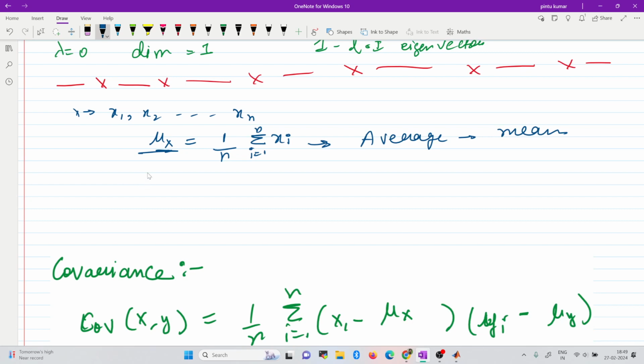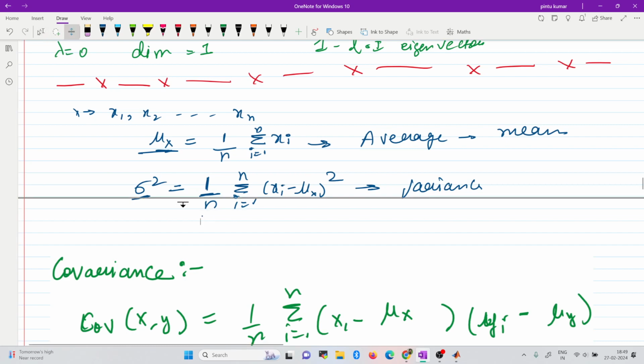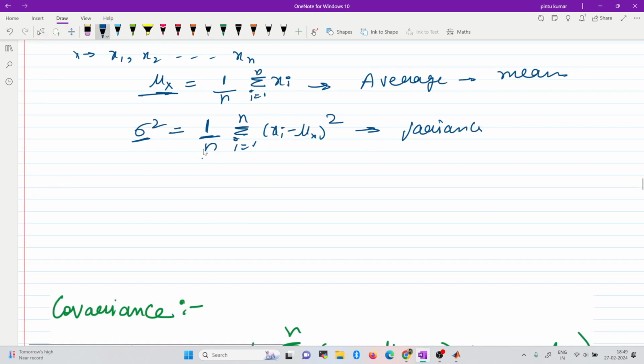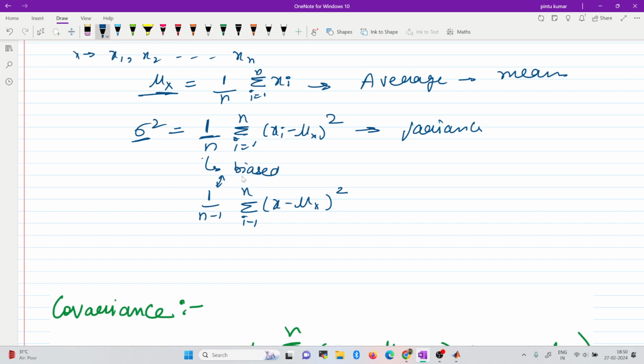You also might have heard of something called variance. Variance, sigma square, is nothing but 1 by n, summation i equal to 1 to n, (xi minus mu x) whole square. This is your variance, represented by sigma square. There are two definitions of variance when you want to find the variance of some population. This one is called the biased estimate, and if you divide it by n minus 1 instead, that particular estimate is called the unbiased estimate. You might use one or the other based on your application. So these are two estimates for your variance. And the square root of variance is called the standard deviation.